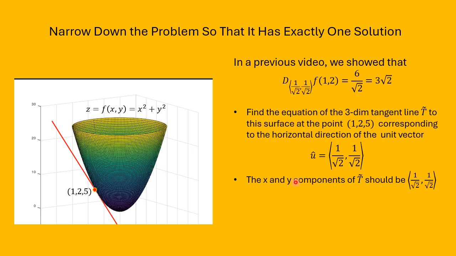And what that means is that the x and y components of this vector T that we're looking for should be 1 over the square root of 2, 1 over the square root of 2. Remember that T is a vector in 3-space. It'll have 3 components, and so basically all we're left with is finding that third component, the z component.